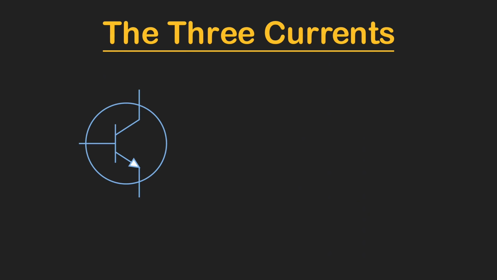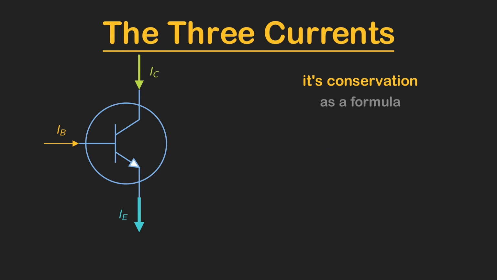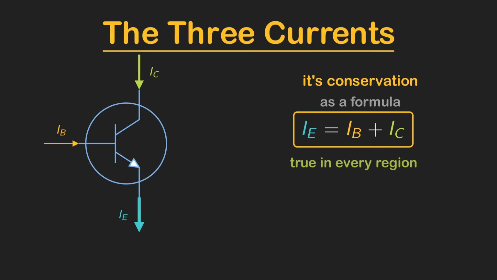Now let us count those 3 currents, because their relationship is one you will use constantly. The idea behind it is just conservation. Whatever current flows into the device must also flow out of it. Put into a formula, that becomes this. The emitter current equals the base current plus the collector current, and that relationship is true always, in every region, with no exceptions. The base simply skims a small slice off the main flow that runs from emitter to collector.